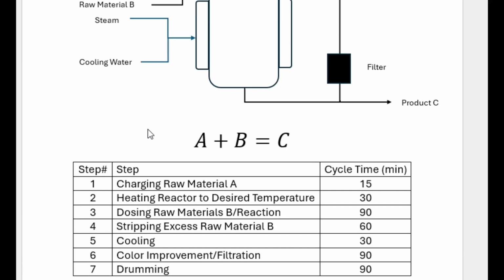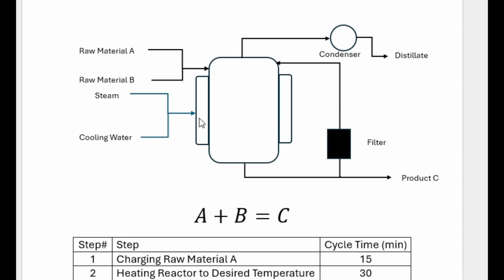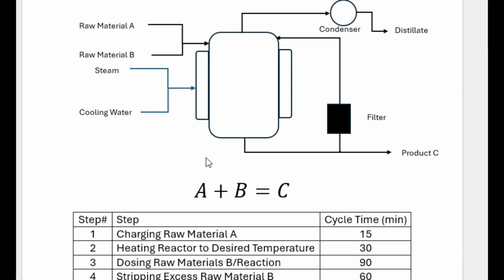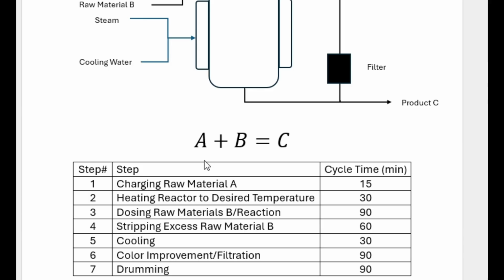Then once all raw material A is reacted, whatever excess of raw material B there is, you could strip. So you pull a vacuum and condense the raw material B, or maybe you do a steam sparge or nitrogen sparge or something like that. Once that is done, then you cool down the content.